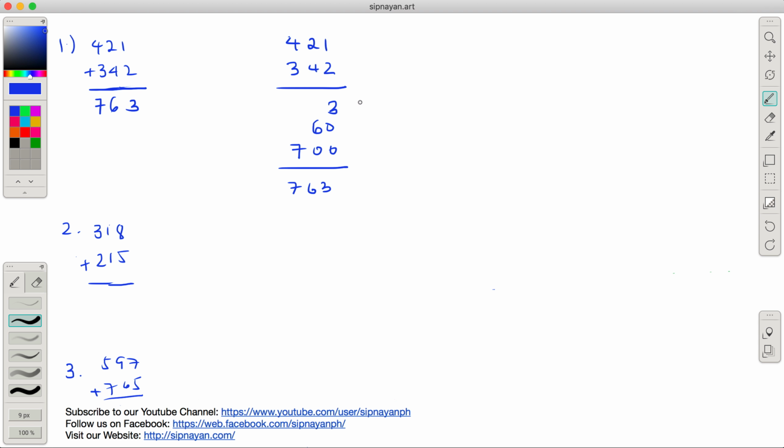Well, another way is baliktad, unahin natin yung hundreds digit niya. So, 421 plus 342. So, mauna naman yung hundreds digit pag ganitong method. This is 400. Tapos 20, sorry, not 400 but 700. 400 plus 300, 700. And then 20 plus 40 is 60. And then 1 plus 2 is equal to 3. So that's 763. Okay?